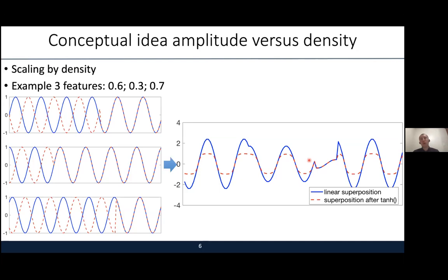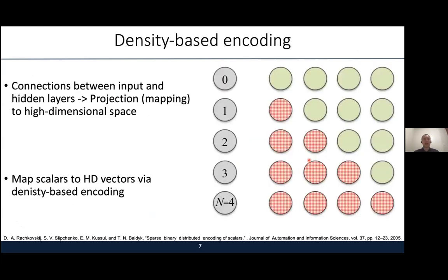But now we go into practical details. Of course, we're not going to work with a sine wave, we're going to work still with numerical vectors. So how do we do it when we work with numerical vectors? For that, we will use a technique called density-based encoding. The idea is that we can take a scalar value and project it into a vector.